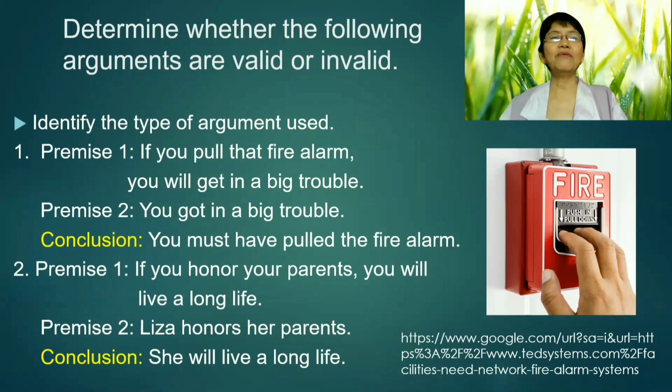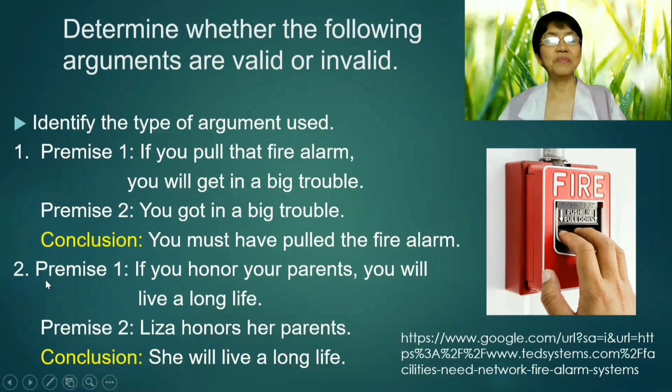Determine whether the following arguments are valid or invalid. Identify the type of arguments used. Premise 1: if you pull that fire alarm, you will get in big trouble. Premise 2: you got in big trouble. Conclusion: you must have pulled the fire alarm. So this is invalid because pulling the fire alarm is not the only reason why you will get into big trouble. So what kind of reasoning is this?